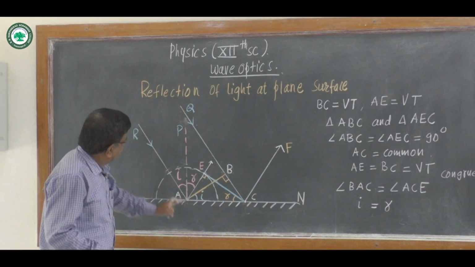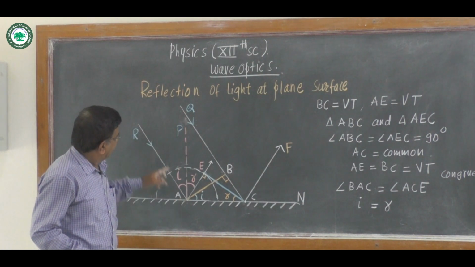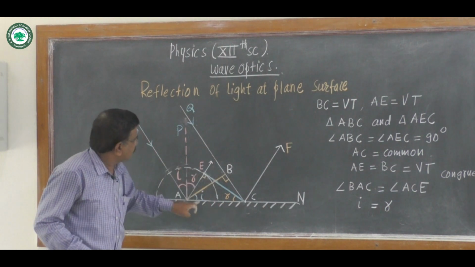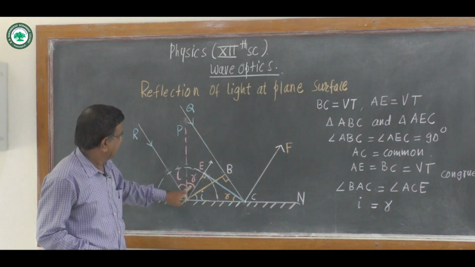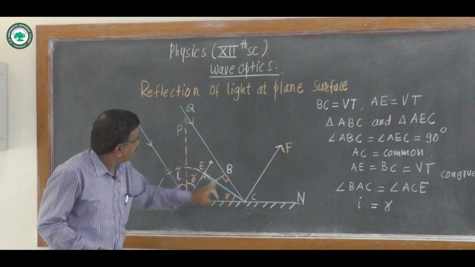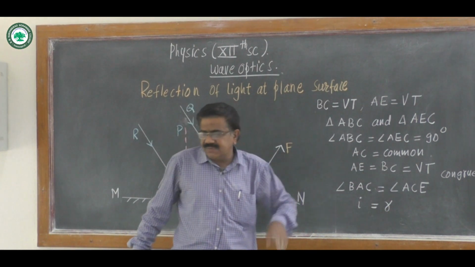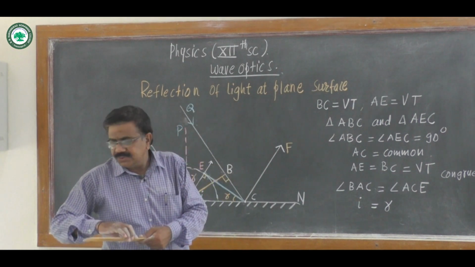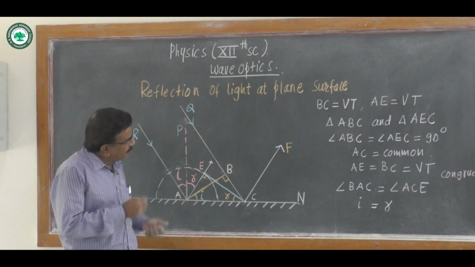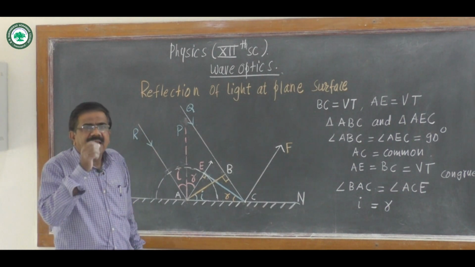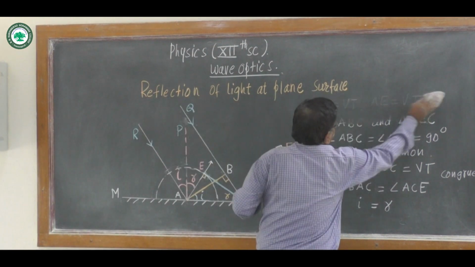See here, the angle between these two lines is I, and the angle between their perpendiculars is also I. The angle between these two lines is R. The angle between their perpendiculars is also the same angle, and hence I is equal to R. Thus, we say that the angle of incidence is equal to the angle of reflection.